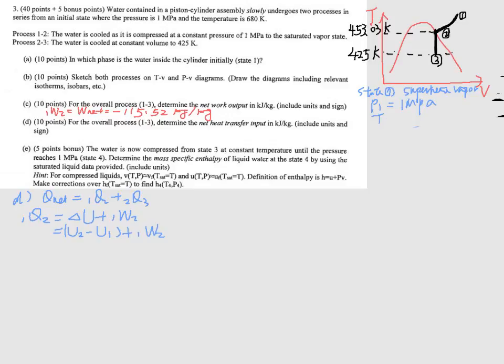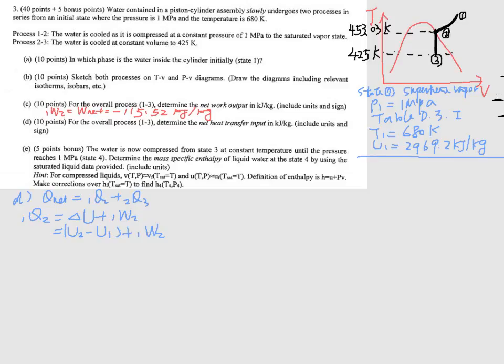So that is table D.3I. If you go to that table and find temperature T1 equal to 680 Kelvin, then we'll be able to find the internal energy for state 1, which is 2969.2 kilojoule per kilogram, right?